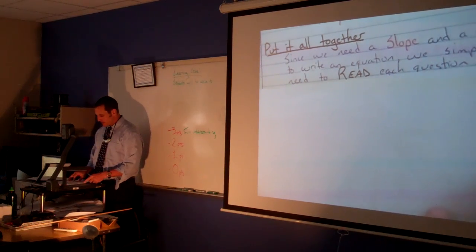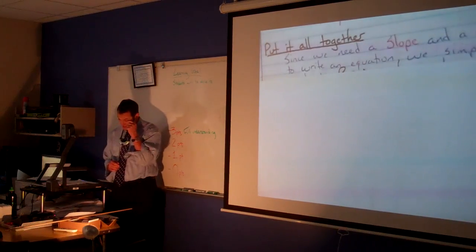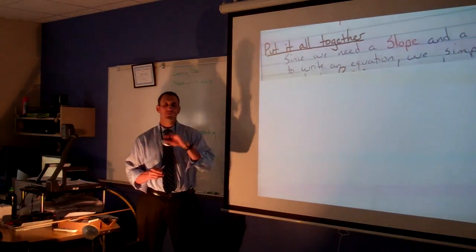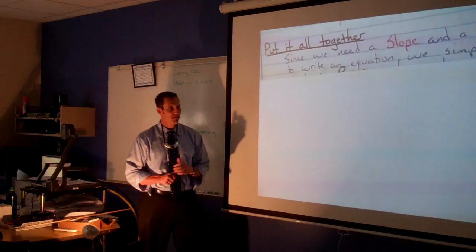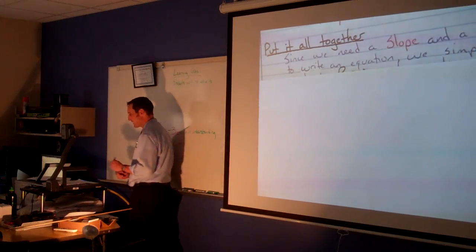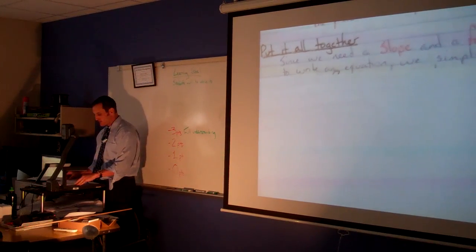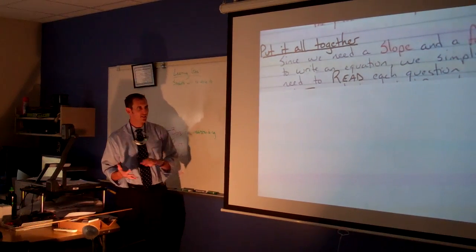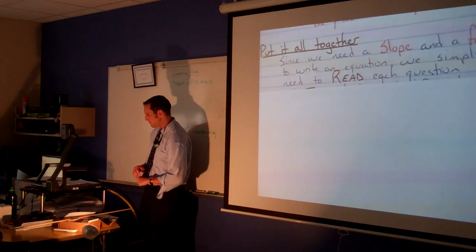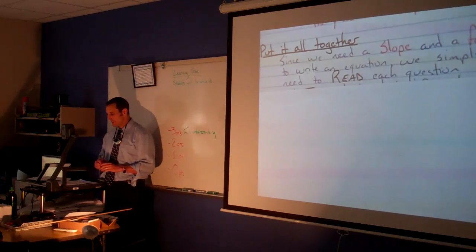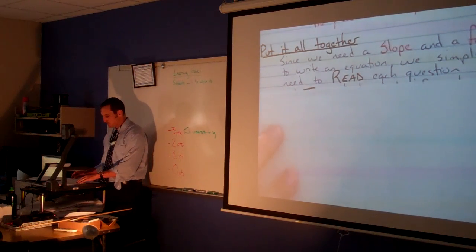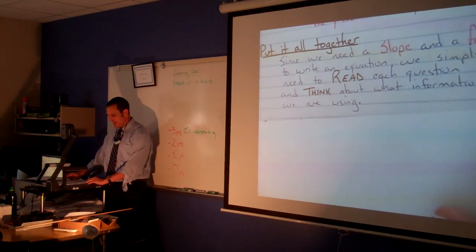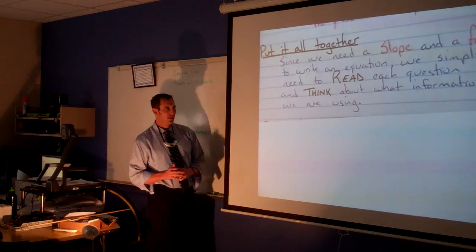Now remember that we need to have a slope and a point to write equations. For writing equations, we need two pieces of information, a slope and a point. So what we have to do is read each question carefully, because each question gives a different piece of information or different pieces of information. We need to read each question carefully and then think about the information we have and the information we need.